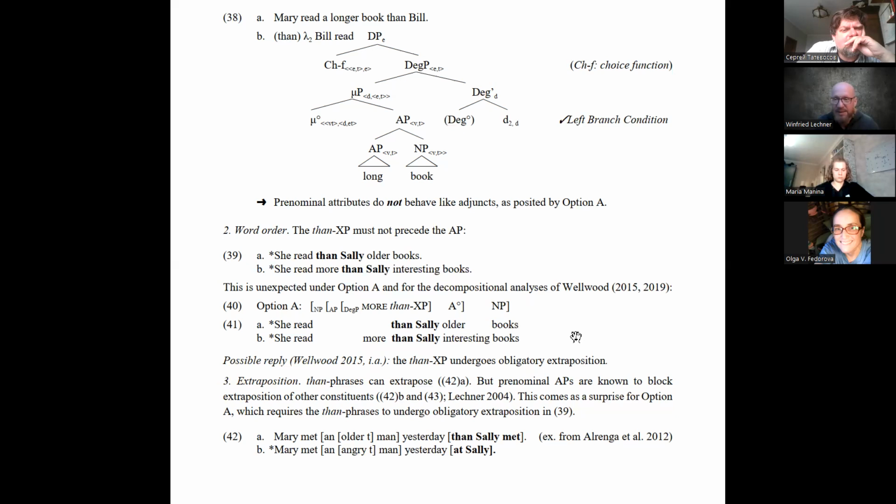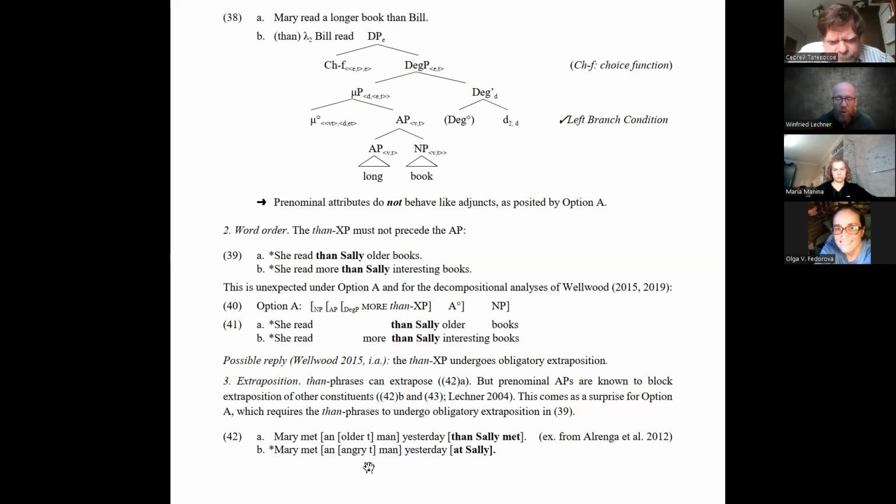It's not very likely to succeed, though, because all laws of locality tell us that out of these configurations, you cannot relate anything to an overt position to the right. So let's take another case of a non-comparative construction in 42. Mary met an older man yesterday than Sally met. That is okay. So that's a contrast between a comparative and a non-comparative construction. Mary met an older man yesterday than Sally met. That's perfectly fine. So here, allegedly, the than phrase comes from the adjunct-internal position.